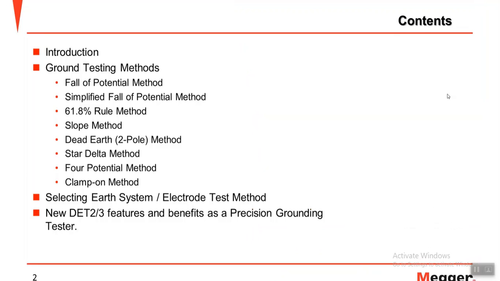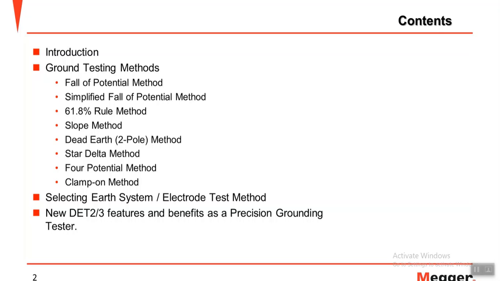This is the content that we will explain in today's webinar. I will not talk again about the basic theory of grounding resistance and soil resistivity, because we already have many webinars on the topic. Today I will focus on the grounding testing methods.